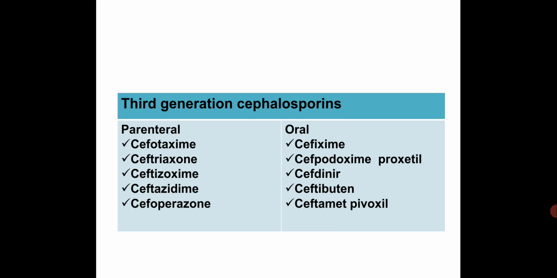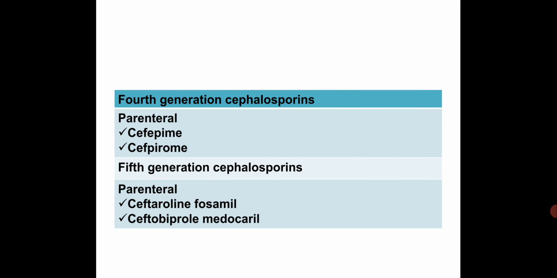"one" or "xime" ending, like ceftriaxone and cefotaxime. Then ceftazidime and cefoperazone. Orally there are cefixime, again with xime, cefpodoxime, again xime, then cefdinir, and cefditoren, which is the exception, and cefditoren pivoxil. So these are the third generation cephalosporins.